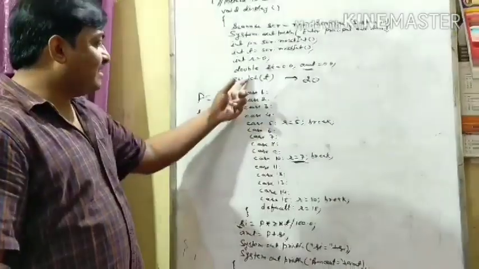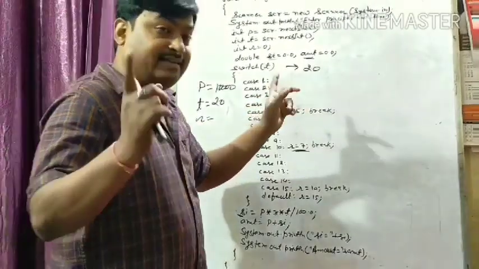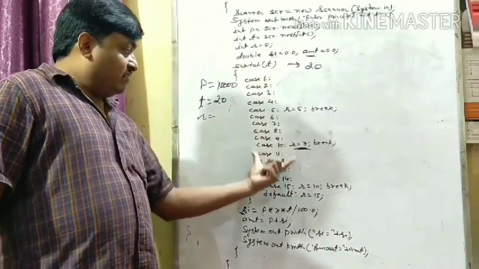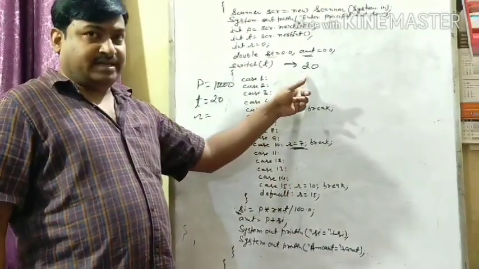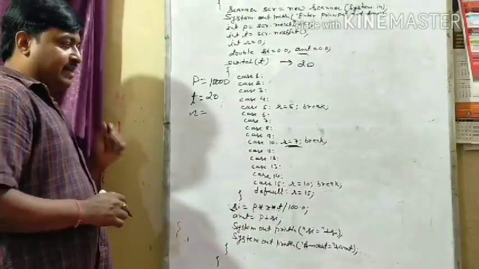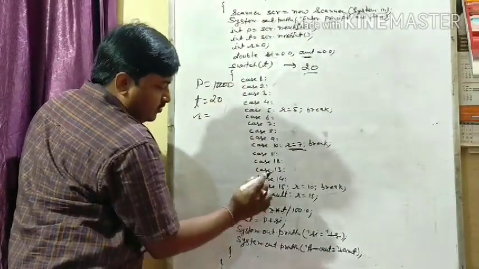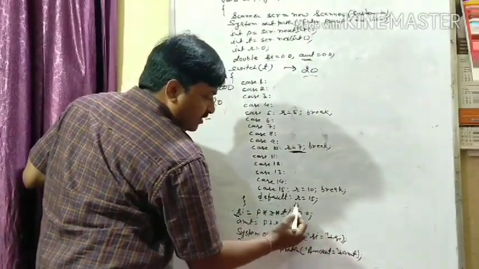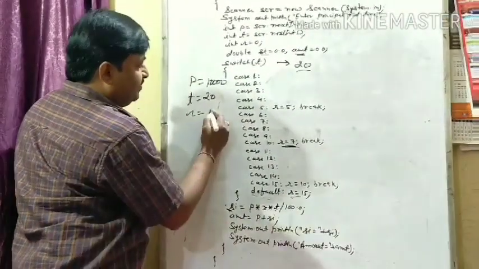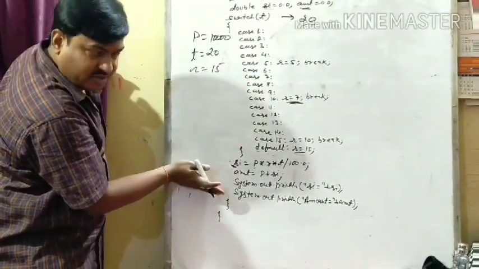So student, when no case constant matches the switch expression, in that case the default will execute. Case number 20 is not here, so default will execute. In default, R is equal to 15, and the end of switch will transfer the control outside the switch.